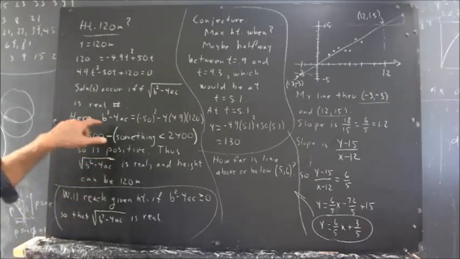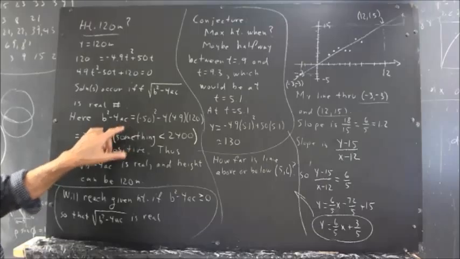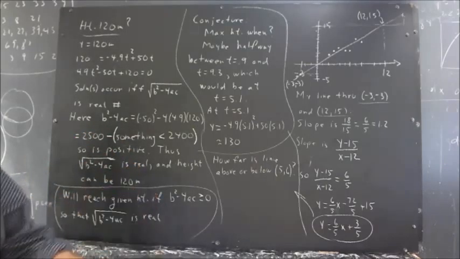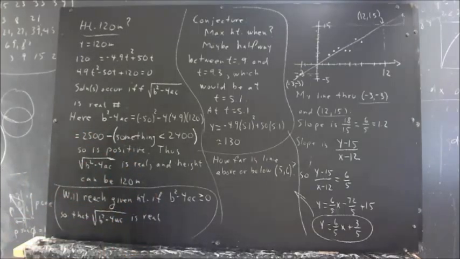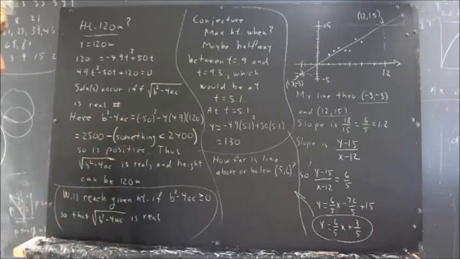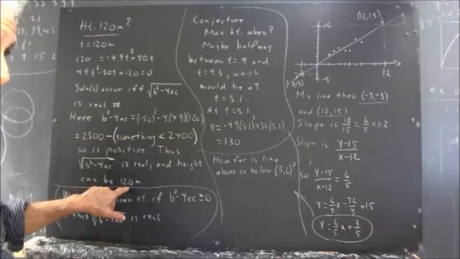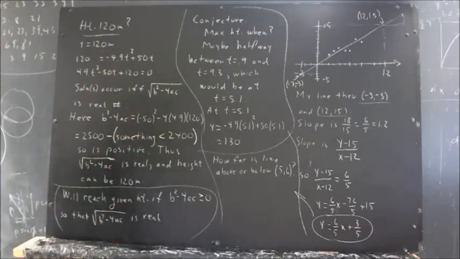As you should know, this quantity b squared minus 4ac is called the discriminant. It allows you to discriminate between different types of solutions. In this case, it discriminates between having no solution, having one solution, and having two solutions. We have two solutions, so the height can be 120 meters, and it's 120 meters twice.